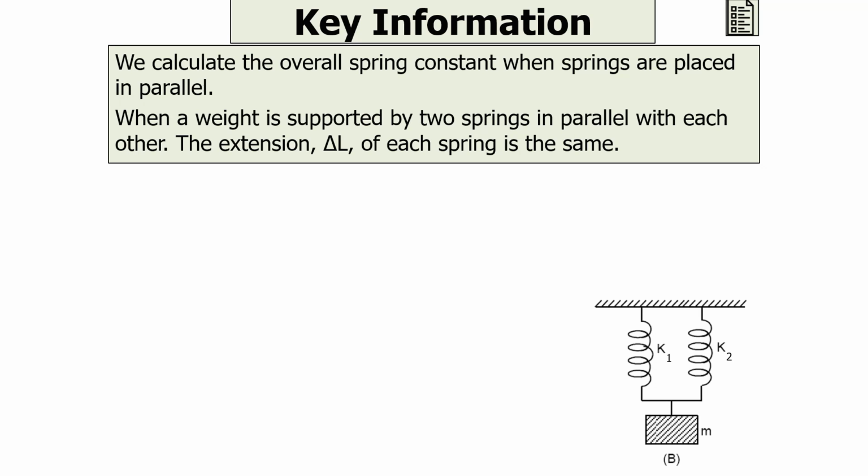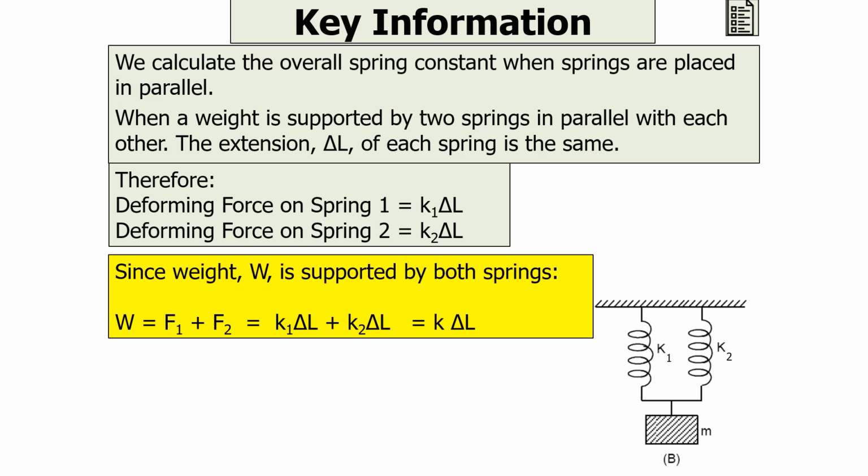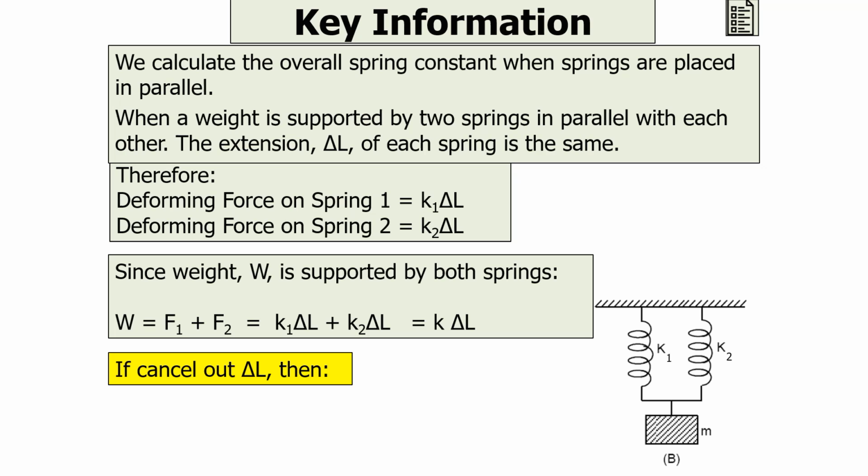Now we can calculate the overall spring constant when springs are placed in parallel. When a weight is supported by two springs in parallel with each other, the extension, delta L, of each spring is the same. So we know the deforming force on spring 1 is K1 delta L and the deforming force on spring 2 is K2 delta L. Since the weight W is supported by both springs, we can say the weight is equal to F1 plus F2, which is K1 delta L plus K2 delta L, and that equals the total, K delta L. Now the extension, delta L, in all these situations is the same, so we can cancel that out.